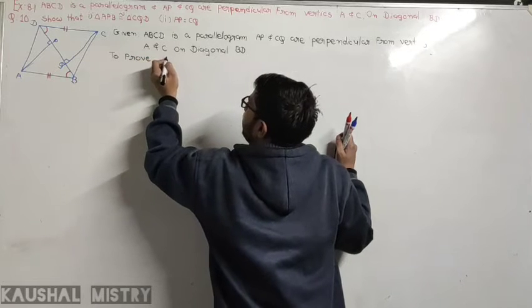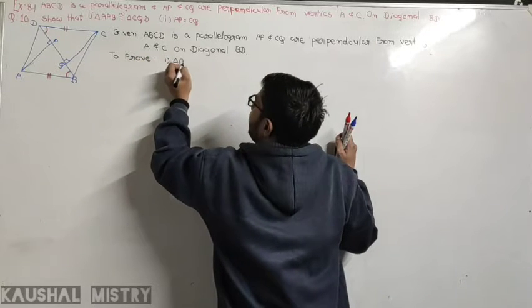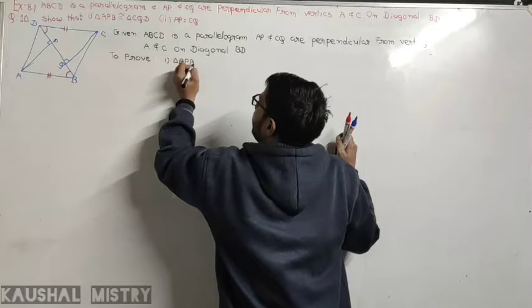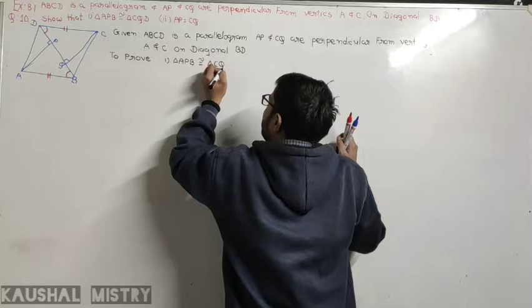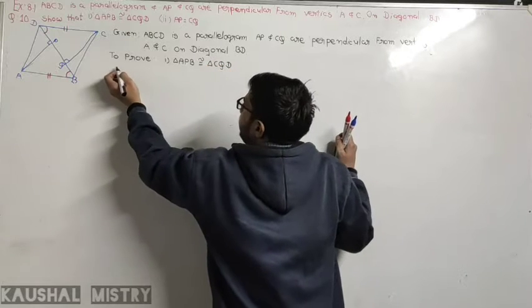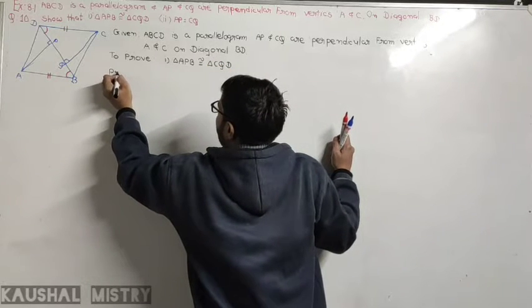Now another thing is what we have to prove. That means to prove triangle APB is congruent to triangle CQD, right? Now proof.